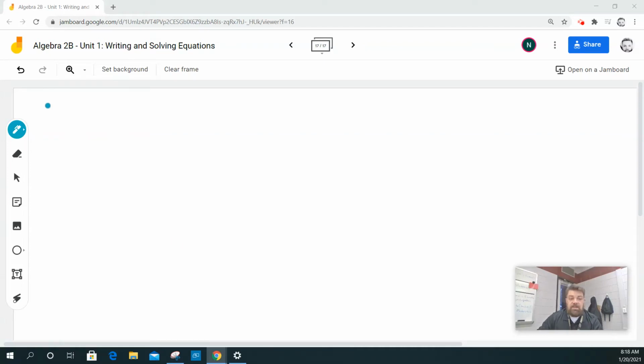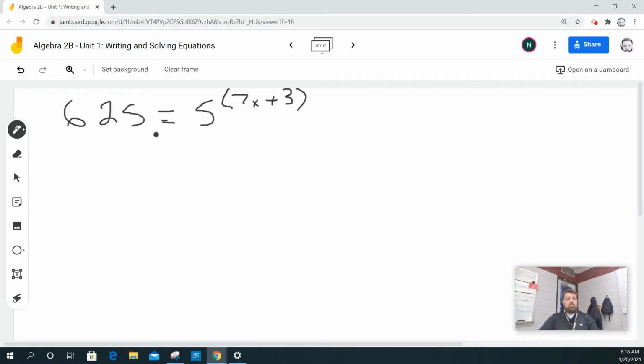Okay, so for this next one, they give us 625 is equal to 5 raised to the 7x plus 3. So I'm guessing, right, because there's another way to solve this where you can use logs, but I haven't taught you that yet.